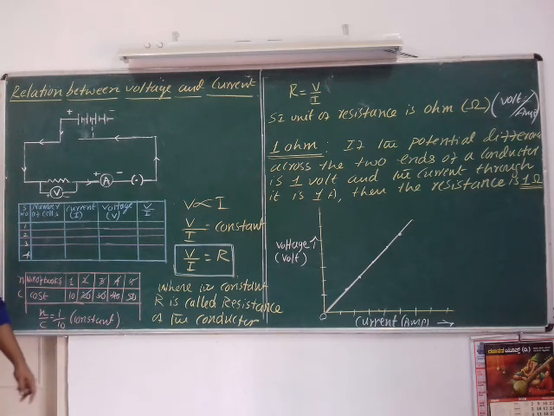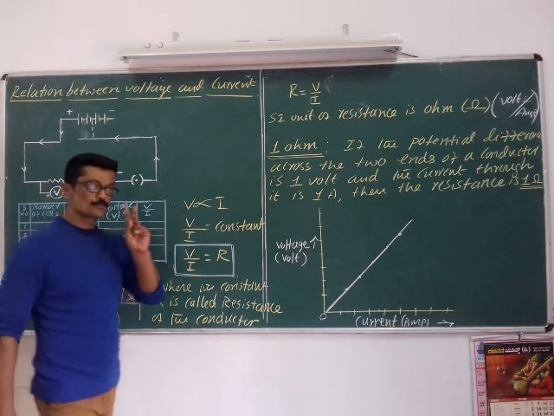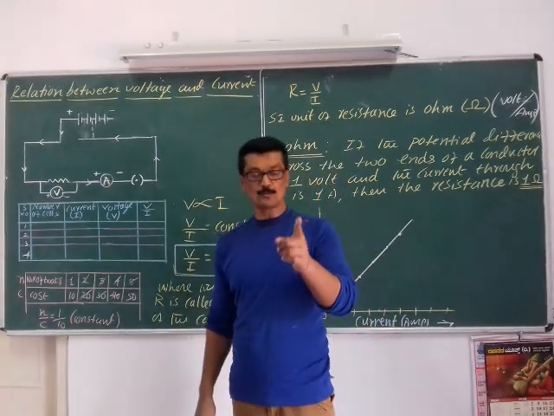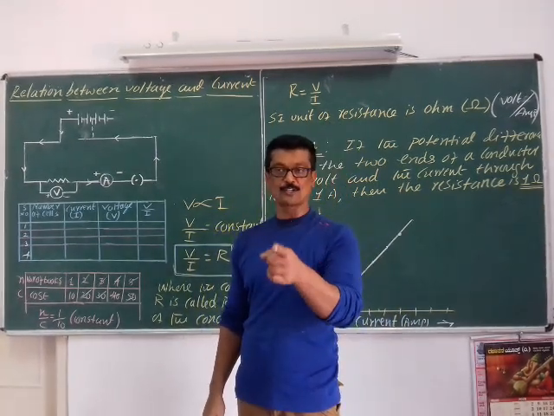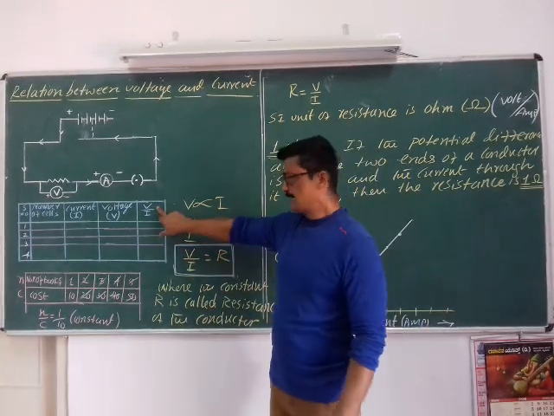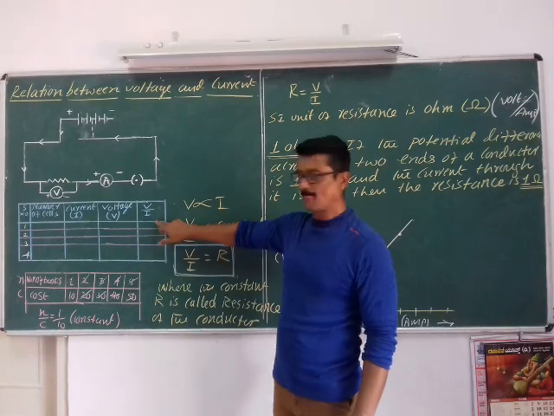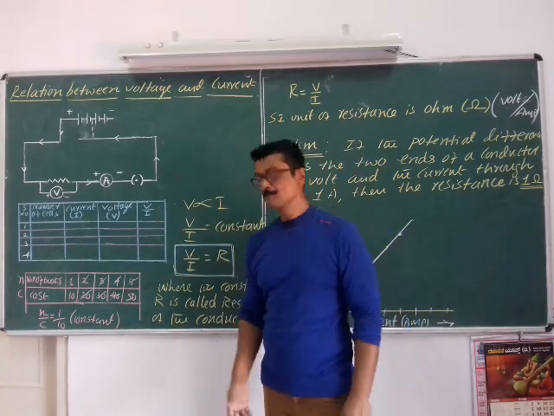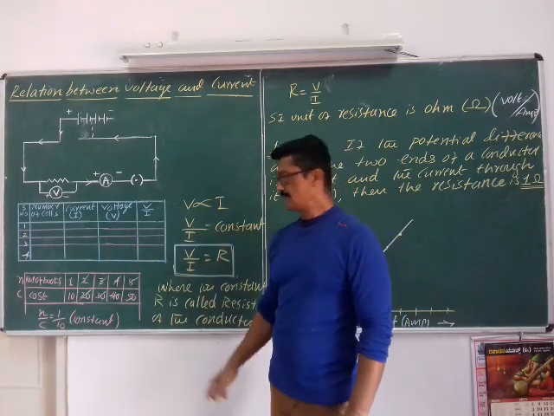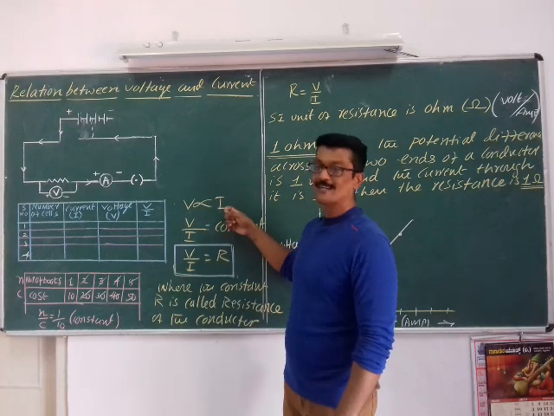5 by 50, 1 by 10. So what is constant here? The ratio is constant. If the ratio of two varying quantities is constant, it means one quantity is directly proportional to another. So since the ratio of voltage to current is constant, we can say that the voltage across a conductor is directly proportional to current.